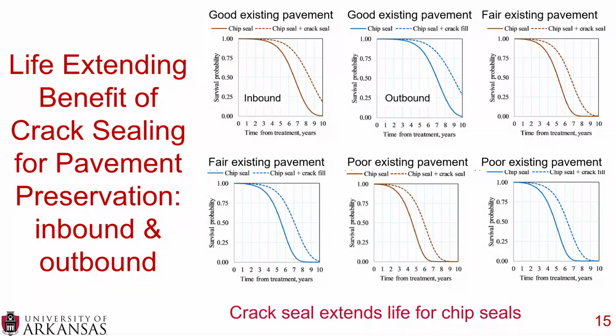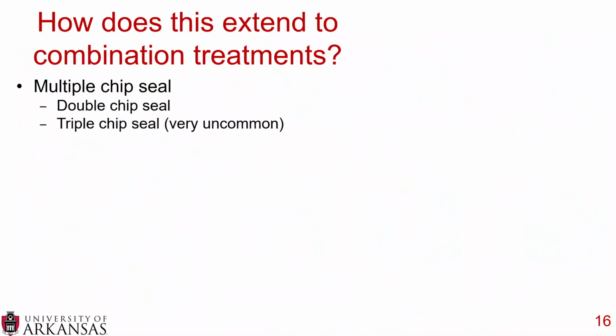But moving on. How does this extend to combination treatment? So you do your crack sealing, you do your proper surface preparation. So what are some combination treatments? Well, there are multiple chip seals. This is a double chip seal or a triple chip seal. I could not find any literature for triple chip seals. Now that does not mean they don't exist because I have heard about them, but I was not able to find any literature about them.